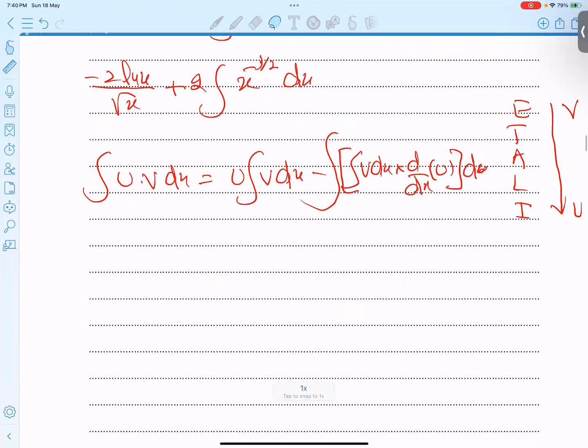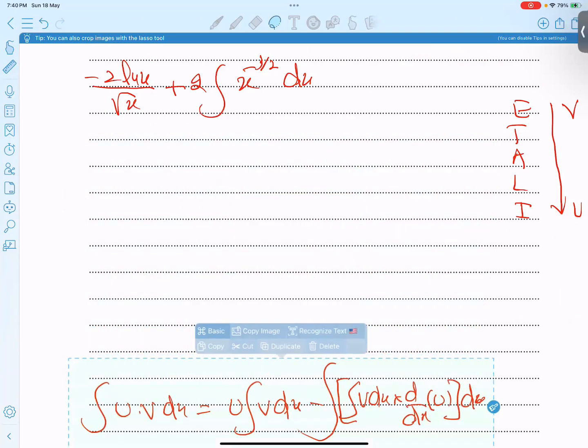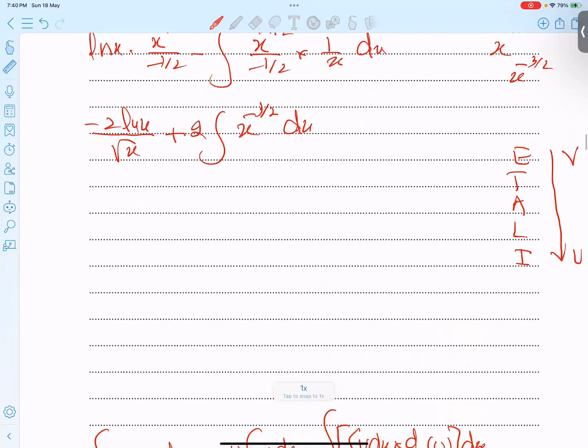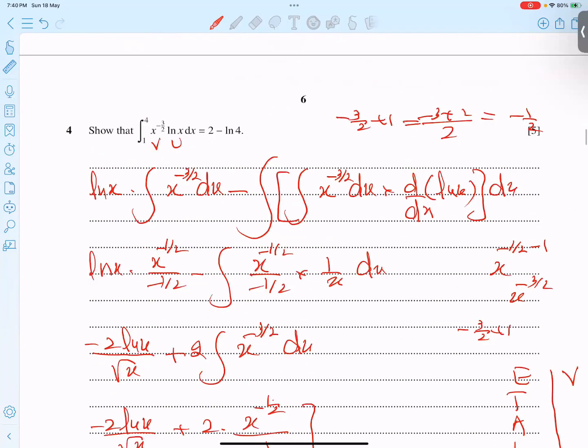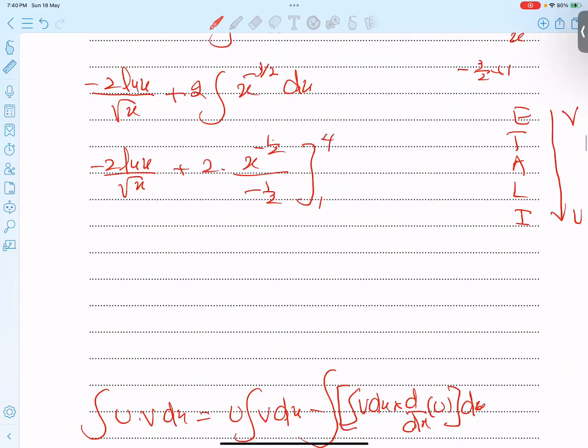Now students, I'm going to integrate it once again. When I do it again, negative 2 log of x over root of x. Increase the power by 1. When I increase, as I said before, I got a negative half, and divide by the same negative half. And the limits are very clear. What are the limits? 1 to 4. Simplify maximum before you plug in the limits.